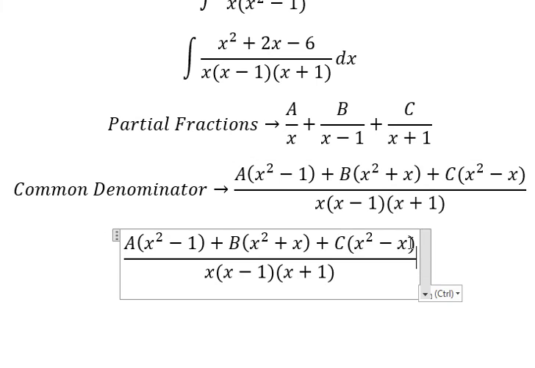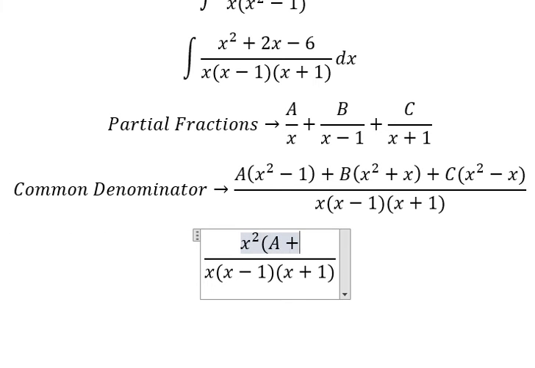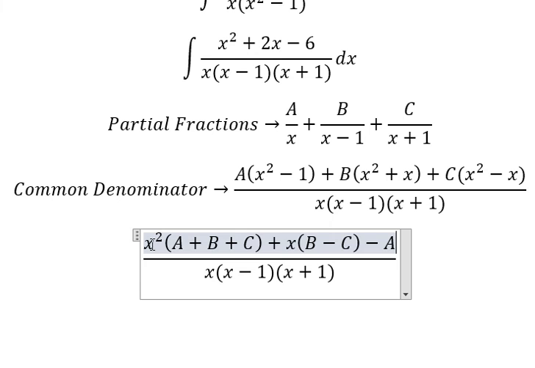And now we need to arrange based on the term of S. About S squared, we have A plus B plus C. About S, we have B minus C. About nothing, we have negative A.